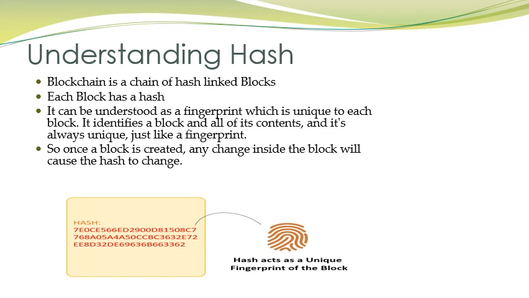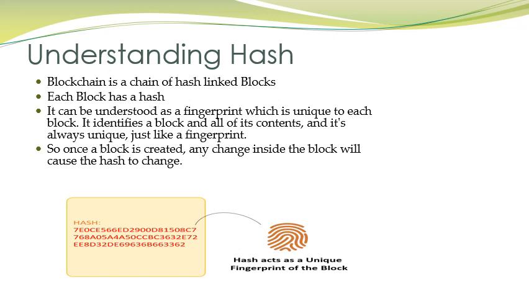So we know that blockchain is a chain of hash linked blocks, and each block has a hash value. And if we see, the hash value is the fingerprint which is unique to each block. It is the fingerprint of the input data, and it identifies a block and all of its content in the blockchain. It is always unique, just like a fingerprint of any person.